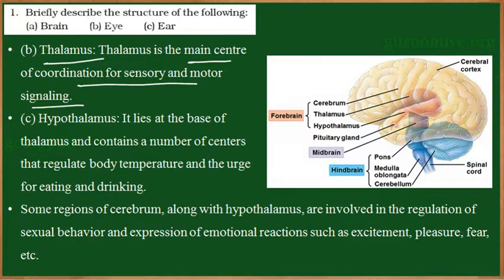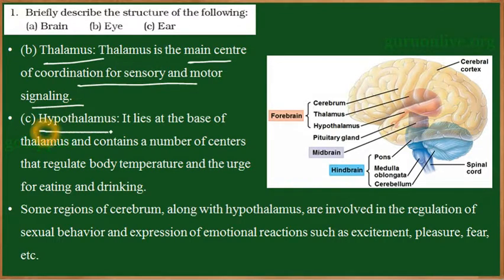So all the signals, that is the sensory and motor signals which are received or sent by the cerebrum, first come to the thalamus and from there they will be relayed. So we call this a relay station.